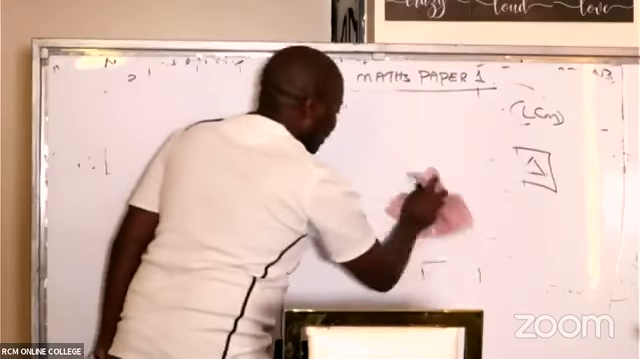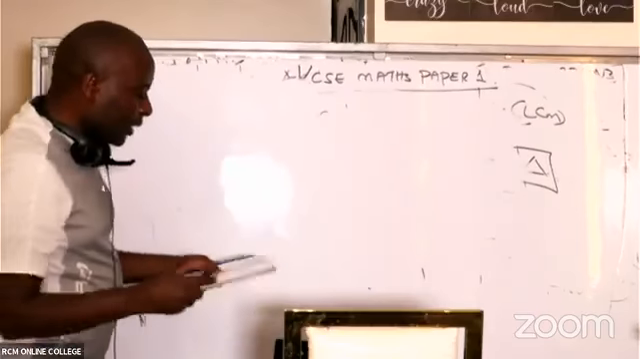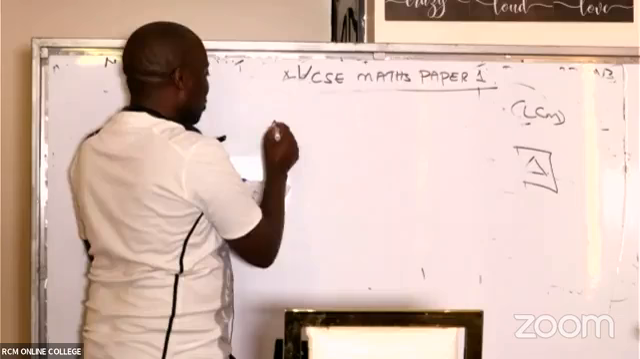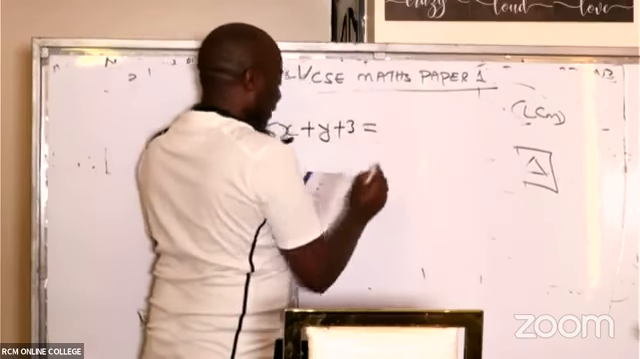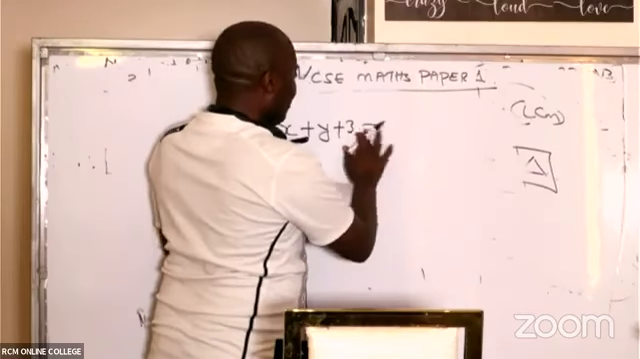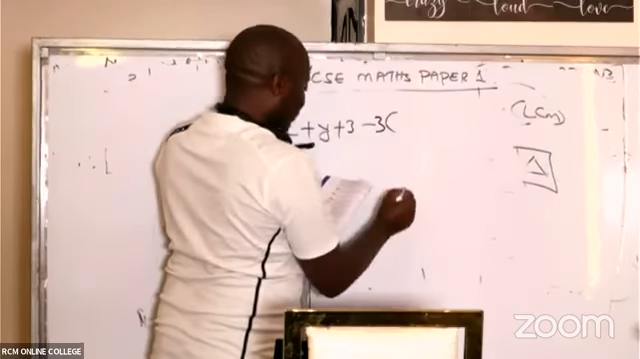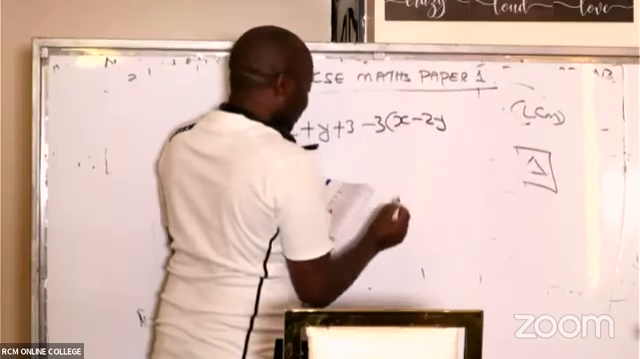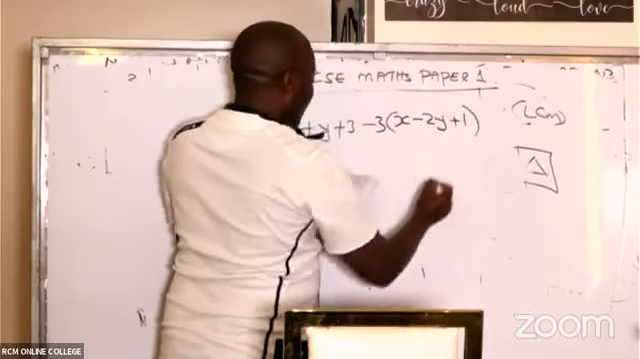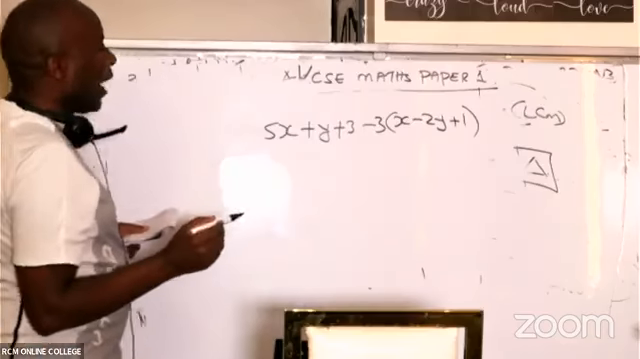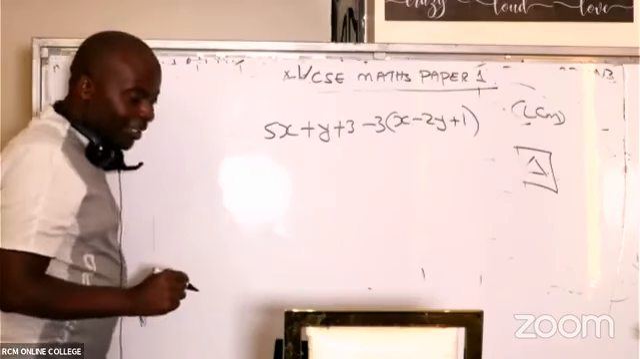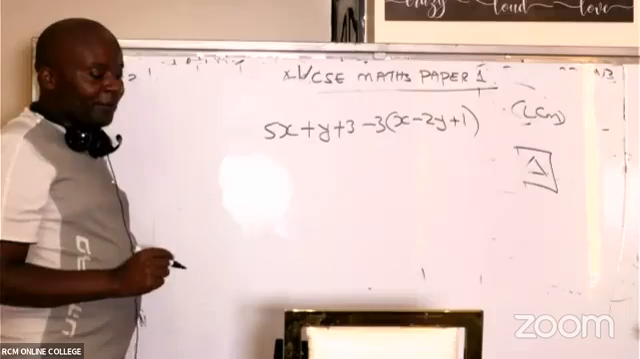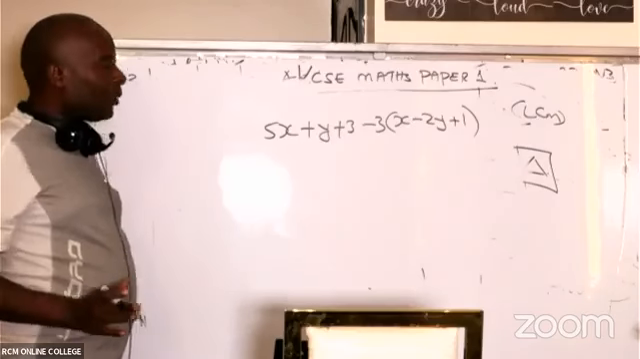So if, for example, you are given something like this, 5x plus y plus 3, minus, 3x minus 2y plus 1. And you're told to just simplify. So is there somebody who will be able to give us the simplest form of this? You're told to simplify. That's a simple thing, simplify.